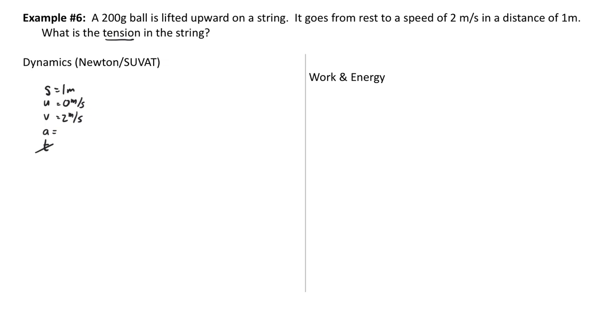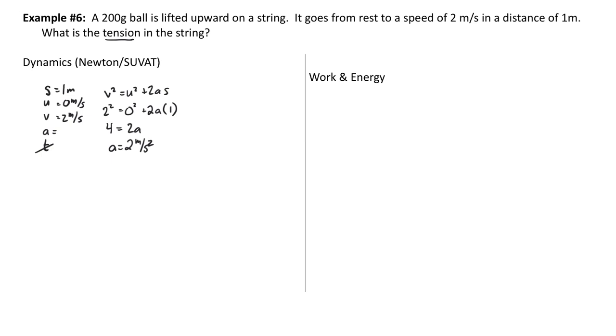So I need the equation V squared equals U squared plus 2AS. The V squared, that'll be 2 squared equals 0 squared plus 2 times A times 1. So I'm going to get 4 equals 2A. I'll divide by 2, and I'm going to get A equals 2 meters per second squared. All right, very nice, no problem at all.